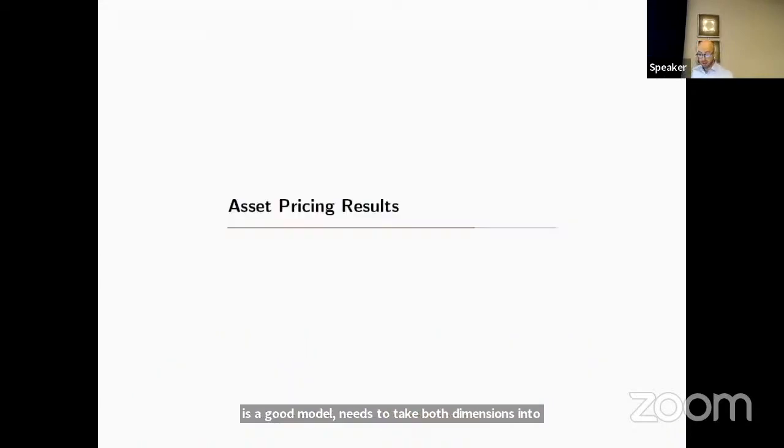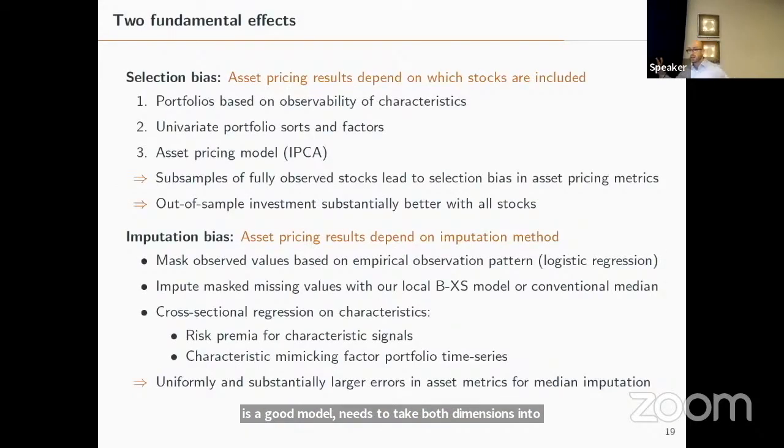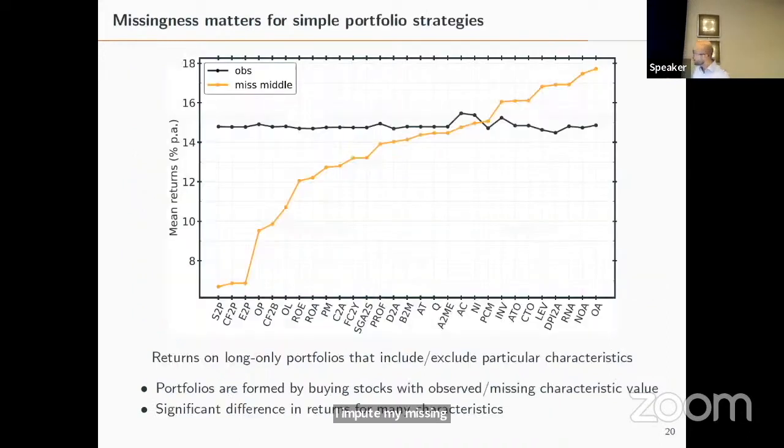Now, let's come to the asset pricing part. So there are two things I want to focus on. One is selection bias. Selection bias is: if I estimate a model only on the subset of fully observed data versus using all stocks with imputation, how do the results look? Number two is imputation bias. How much does it matter how I impute my missing values? So that will be median imputation versus our imputation. So I start with the selection bias part.